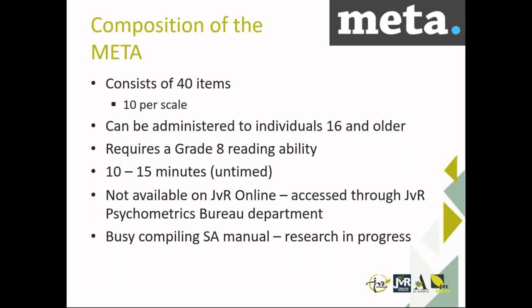Looking at the composition of the Meta, the assessment consists of 40 items. So 10 items per scale. The assessment can be administered to individuals 16 years and older, but it does require that the participant have a grade 8 reading ability. It's not a timed assessment, but it generally takes between 10 to 15 minutes to complete, depending, of course, on the speed with which a person reads.